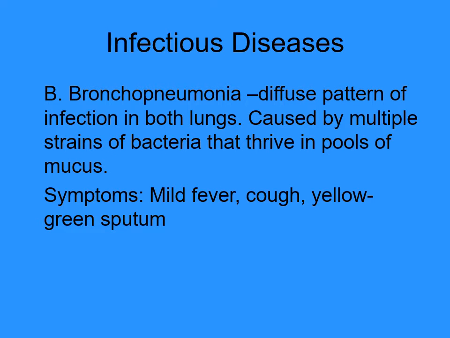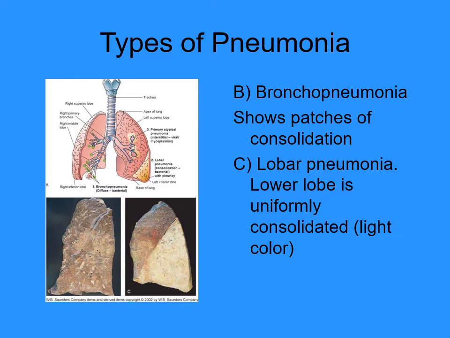Bronchopneumonia is a diffuse pattern of infection in both lungs, caused by multiple strains of bacteria that thrive in pools of mucus. Symptoms: mild fever, cough, yellow-green sputum. And this is a picture showing you bronchopneumonia and patches of consolidation. The bottom left picture there shows you consolidation. And then lobar pneumonia, lower lobe is uniformly consolidated, and you can see it kind of looks like cement. And at the top, it's showing you diffuse bronchopneumonia, a diffuse condition there.